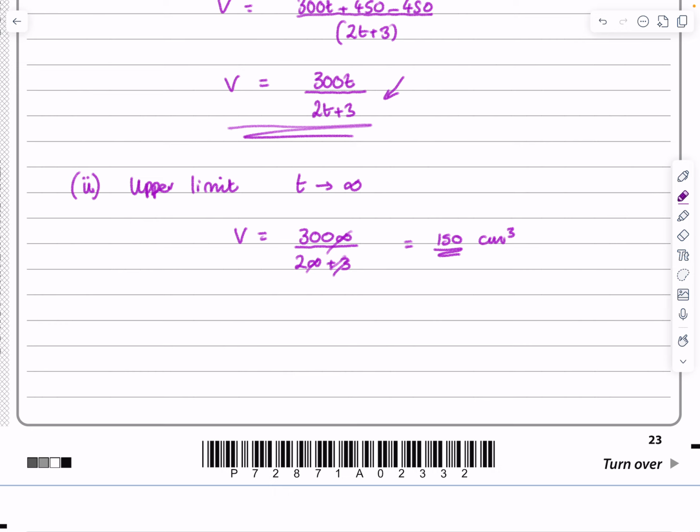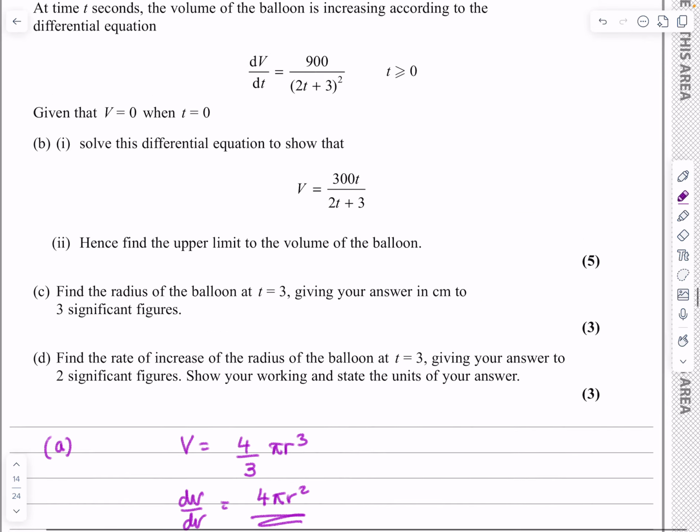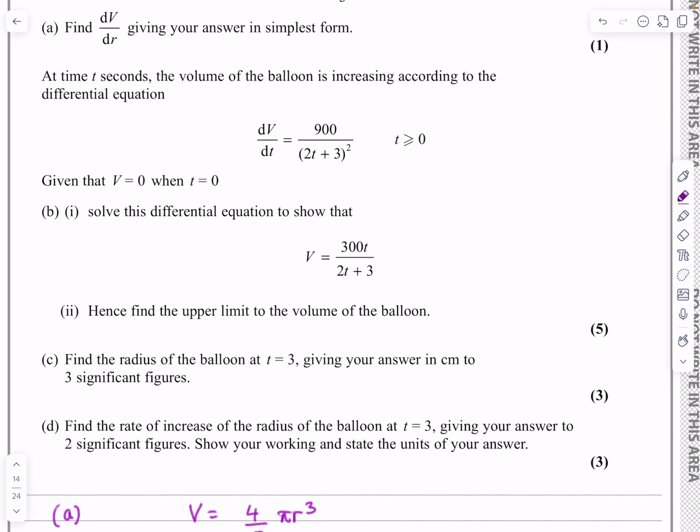Okay, on to part C now. Gosh, long question already. Where are we? So it says, find the radius of the balloon at t equals 3, giving your answer in centimetres to 3 sig figs. Don't forget about this bit at the end. They'll take marks off if we aren't careful to go back and make sure we're answering questions properly. So we've got this here.